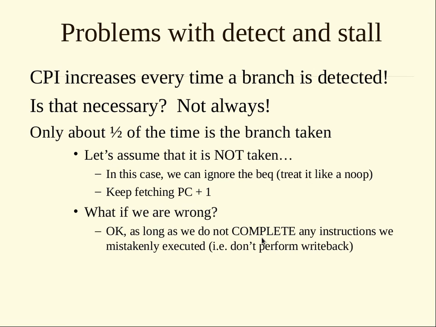What if we are wrong? As long as we do not complete any of the instructions, we are okay. I.e., don't perform write back on any instructions that need to be squashed. But that's okay because all those instructions are behind the branch if equal, not in front of it. So, if we were wrong, then you squash all the instructions and you fetch again just like normal. And if you're right, you just go along your merry way. Okay?